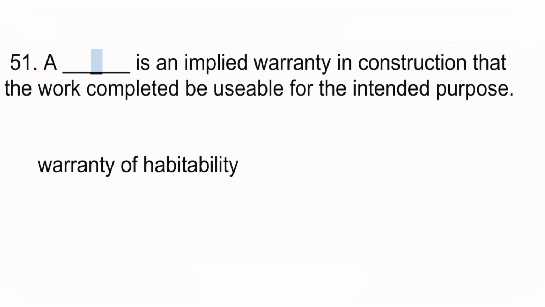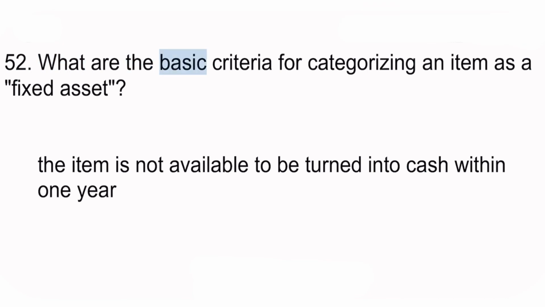51. A warranty of habitability is an implied warranty in construction that the work completed be usable for the intended purpose. 52. What are the basic criteria for categorizing an item as a fixed asset? The item is not available to be turned into cash within 1 year.